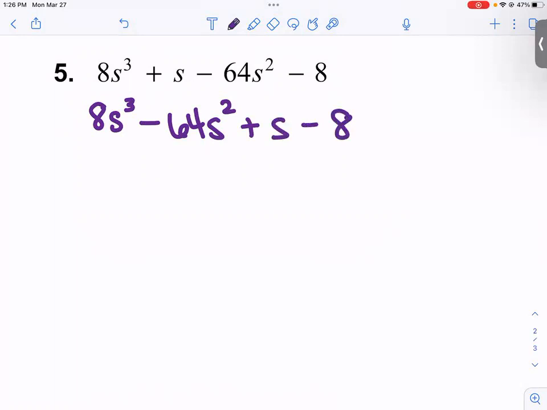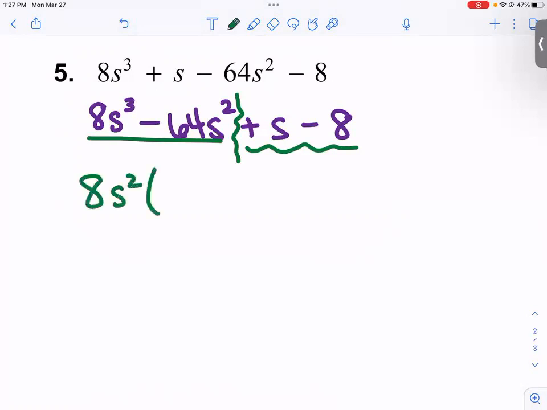Good. We need to put these in descending order. They need to go from the highest degree to the lowest. So since it wasn't in order, we need to reorder them before we can do our factoring by grouping. Now that we have it reordered, what is the GCF of those first two terms?